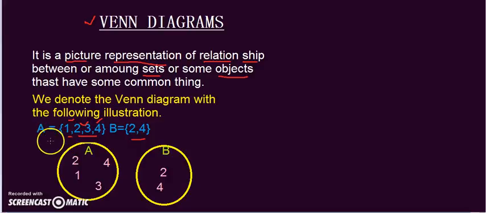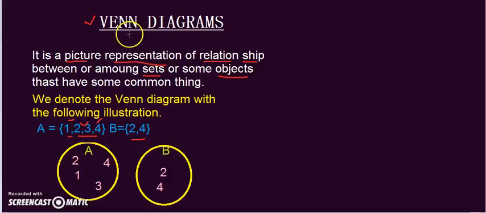So the same set I am representing with one circle, and this is set A, and in this set A I have elements 1, 2, 3 and 4. Now this is my set B, and the elements in the set are 2, 4. I have defined the same sets with the picture of a Venn diagram like this. So this is a simple Venn diagram of individual set A, and this is set B.